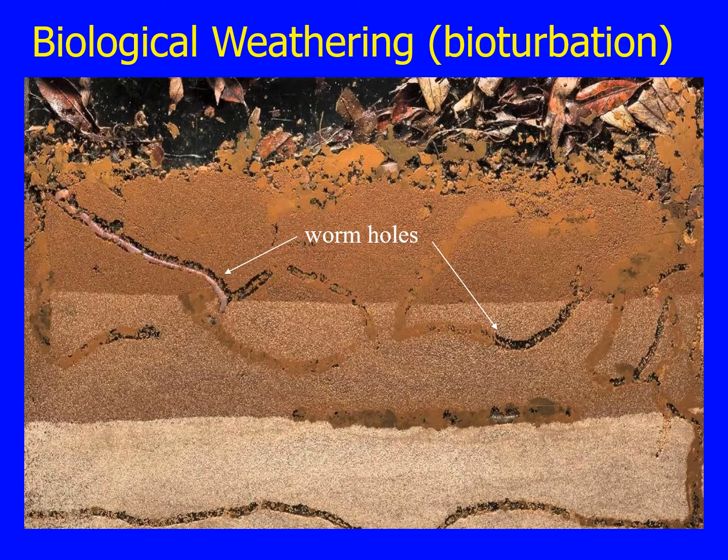The other portion of biological weathering involves a process of bioturbation. And basically, in this diagram, we're seeing the leaves on the upper portion of a soil here, the humus layer, and a couple of horizons. And we see basically that worms are digging holes through these soil layers.